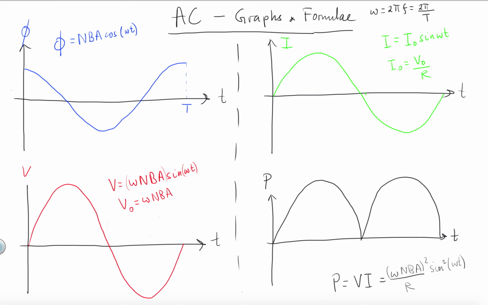Note that in this graph we go through two maxima during one period, and you can get tripped up on that in exam questions quite easily. So remember, for the power time graph you can never go negative, and we go through two maxima during one period.